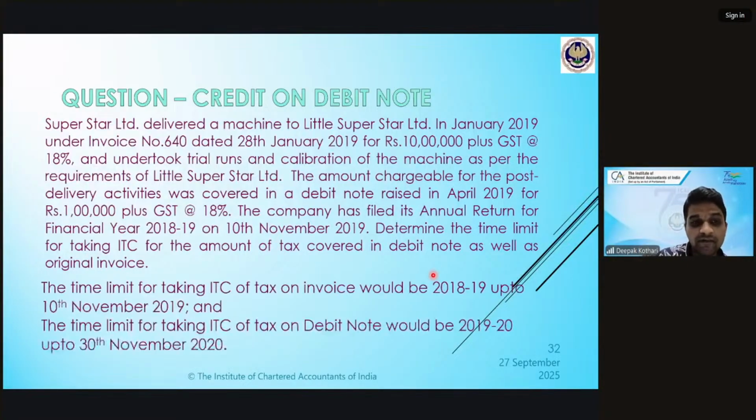Okay. The time limit for taking ITC on the invoice would be 2018-19, which is up to the 10th of November 2019. And the time limit for claiming ITC on the debit note would be 2019-20, which is up till 30th November 2020. Okay, because the invoice is raised in 18-19, and the debit note is raised in 19-20. So that's the reason the time limit to claim the debit note will not be 10th November. It will be up till the due date, which is therefore 19-20 itself.